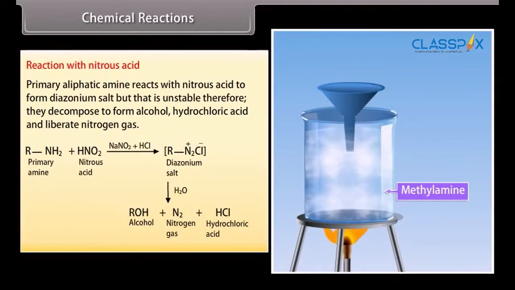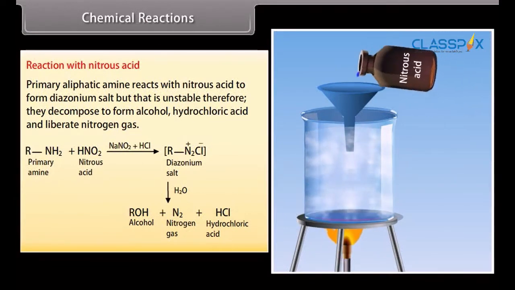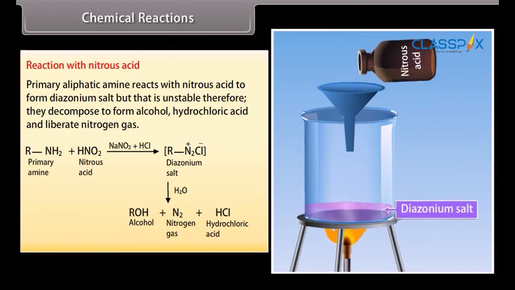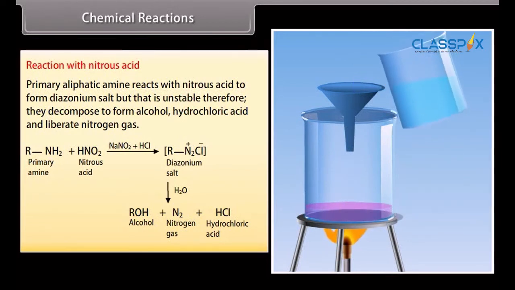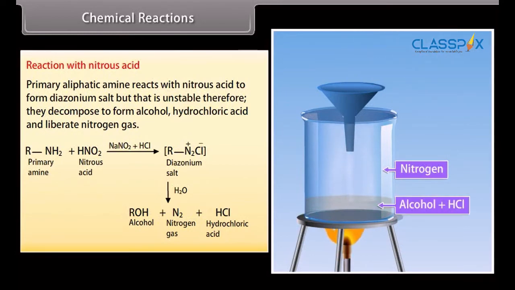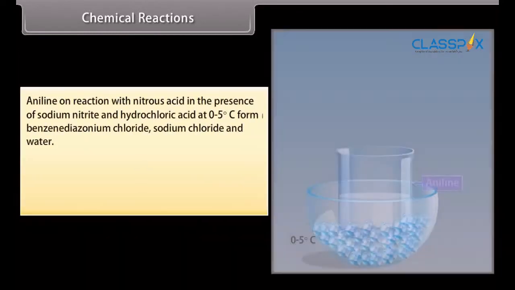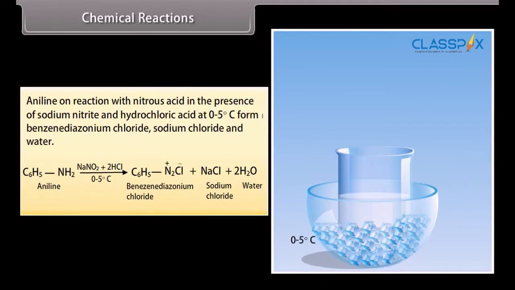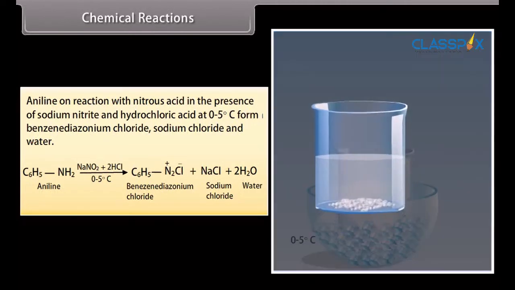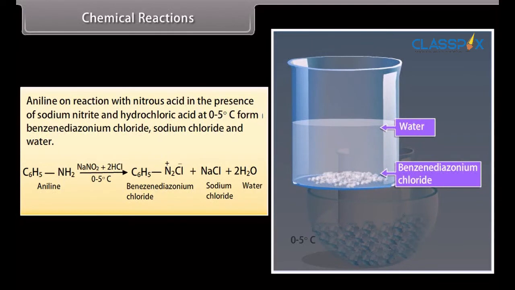Reaction with nitrous acid. Primary aliphatic amine reacts with nitrous acid to form a diazonium salt, but that is unstable. Therefore, they decompose to form alcohol, hydrochloric acid, and liberate nitrogen gas. Aniline on reaction with nitrous acid in the presence of sodium nitrite and hydrochloric acid at 0 to 5 degrees Celsius forms benzene diazonium chloride, sodium chloride and water.